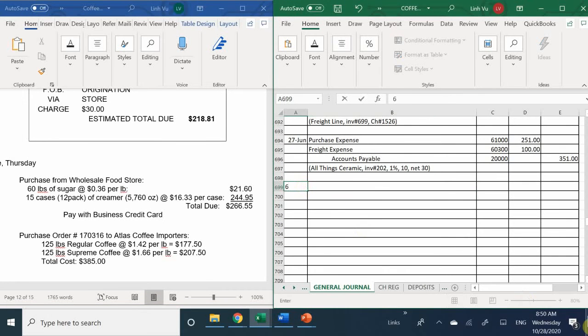I believe we would debit sugar and creamer. Good. Sugar and creamer. And then the liability, we would credit the Visa payable. Good.